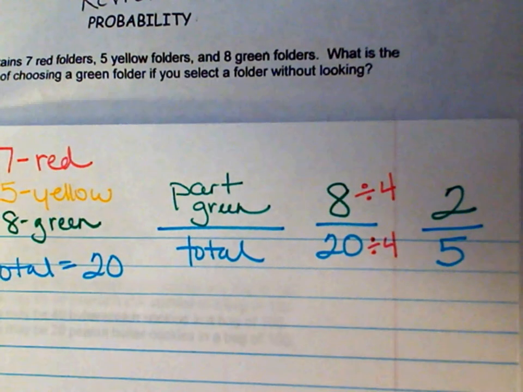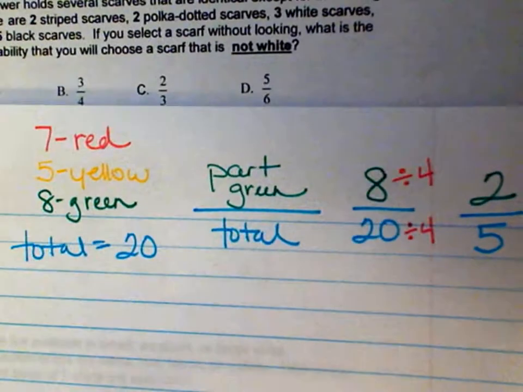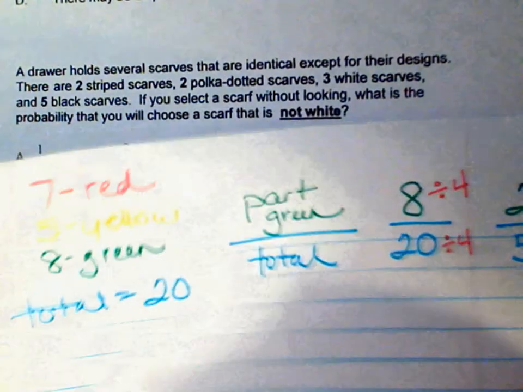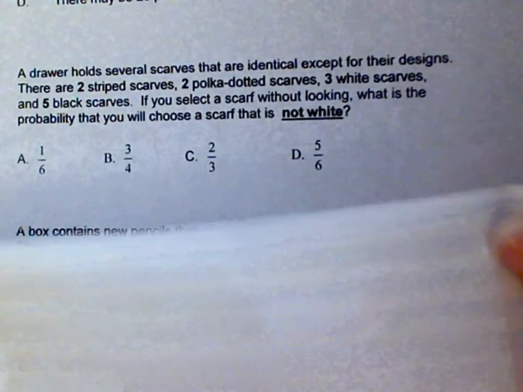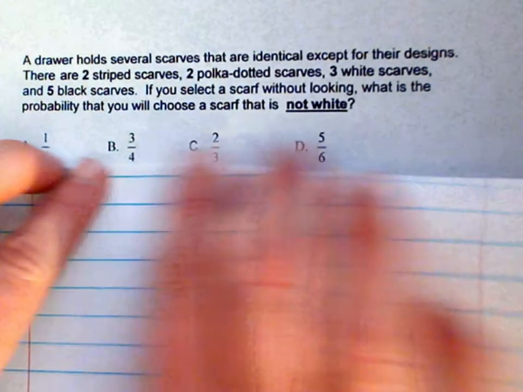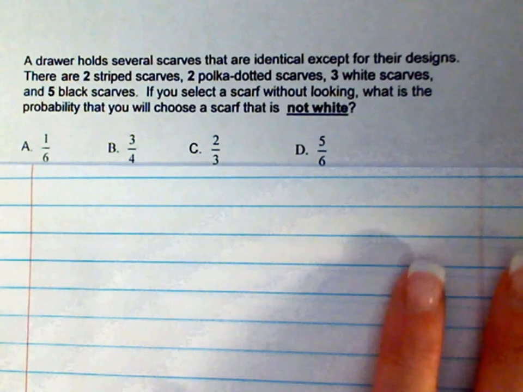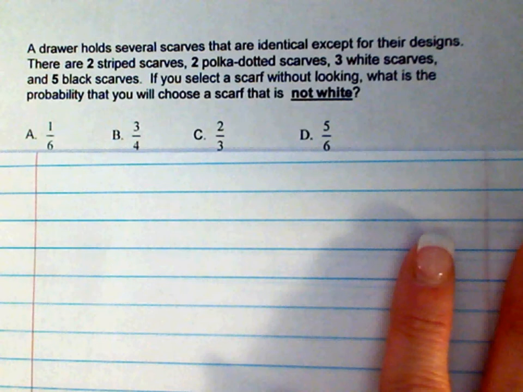Let's look at one that's a not question. Okay, so here's another story. A drawer holds several scarves that are identical except for their design. There are 2 striped, 2 polka dotted, 3 white, 5 black. If you select a scarf without looking, what is the probability you will choose a scarf that is not white?